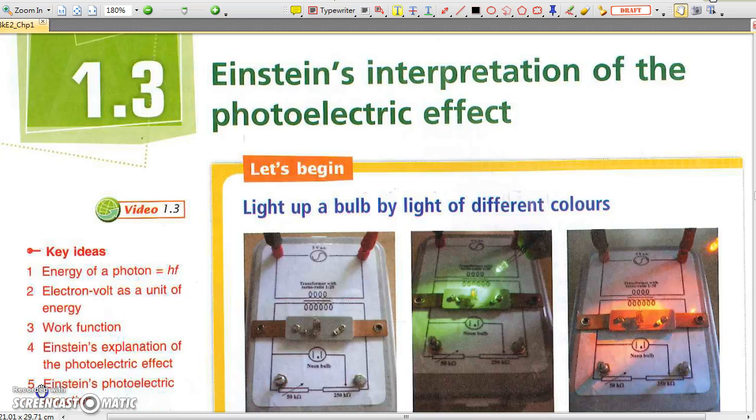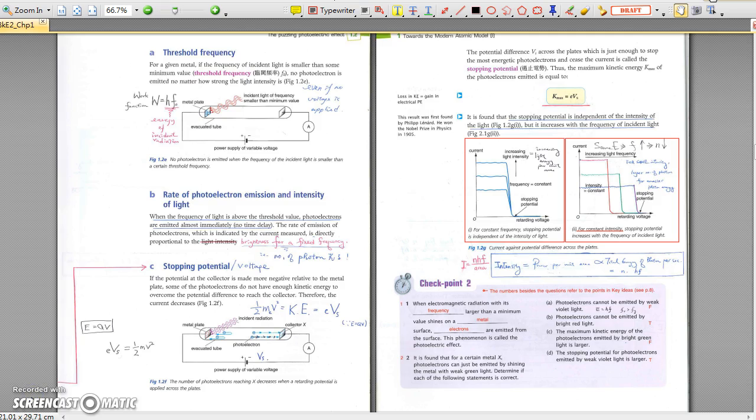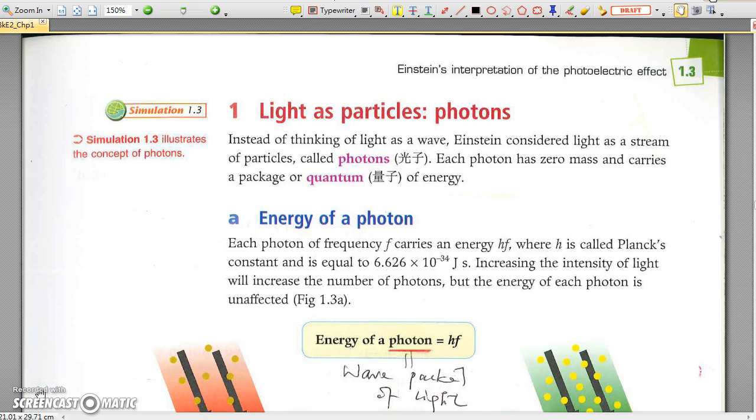Chapter 1.3 Einstein's interpretation of the photoelectric effect. Hopefully you understand the explanation of the photoelectric effect using the particle theory of light. If so, then this will be an easy chapter. This chapter is just a summary of the whole theory that explains the photoelectric effect.